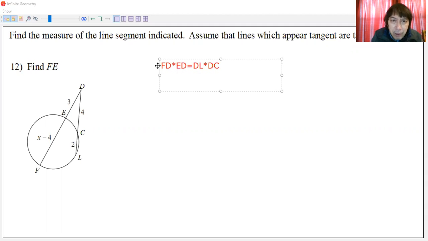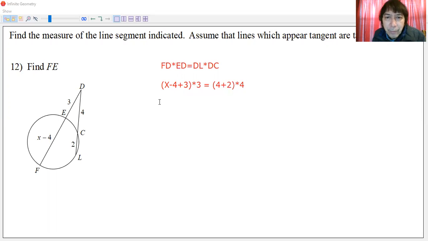Let's write the expressions for FD. FD is x minus 4 plus 3, times 3. That's equal to DL, that's 4 plus 2, times the 4.